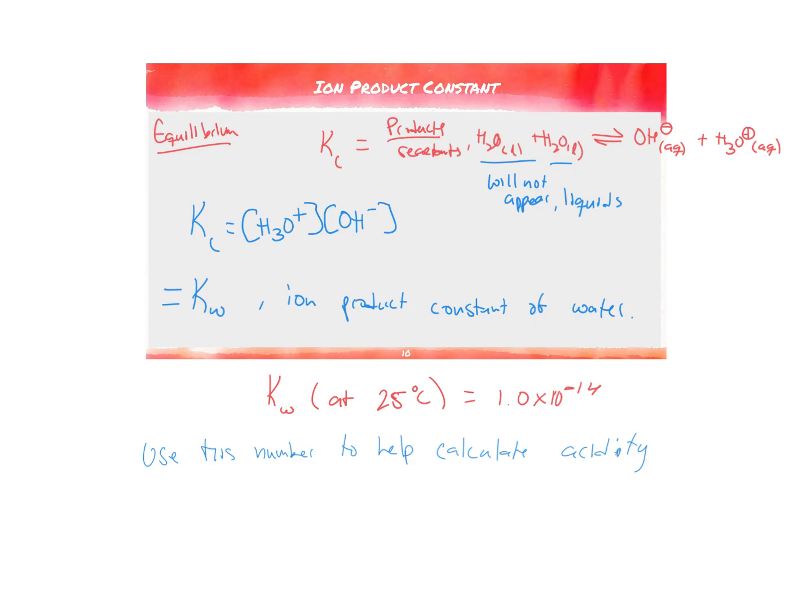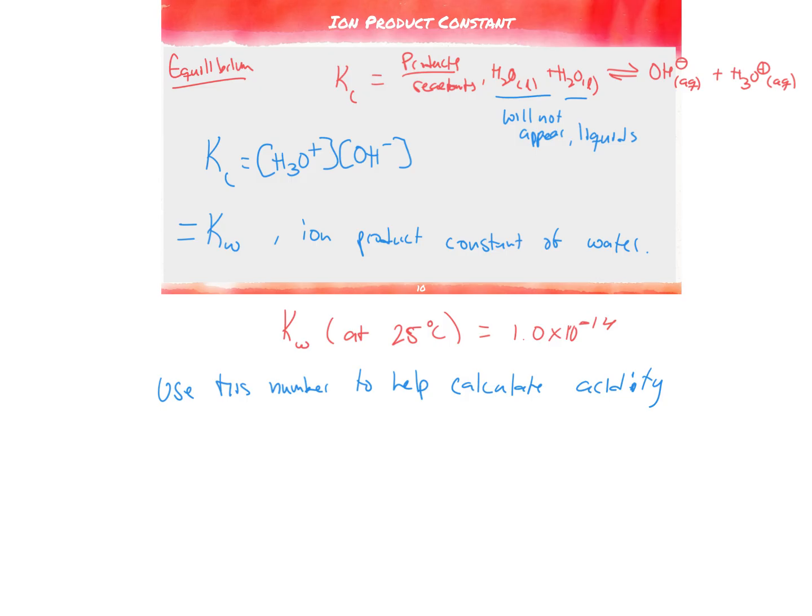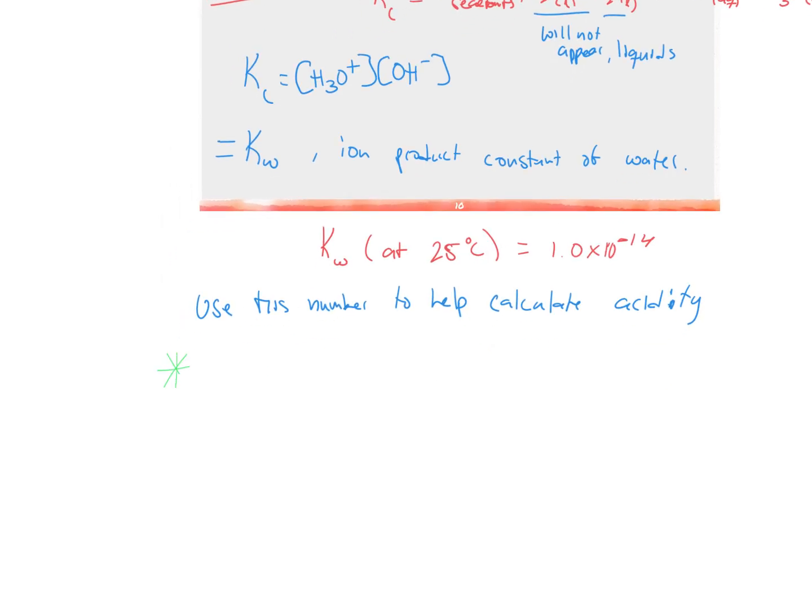It's a constant that helps us understand whether or not things are acidic or basic, and you'll see in the next few lectures how we do that. But it's important that we remember that Kw is the concentration of H3O+ times the concentration of OH-, and this is equal to 1 times 10 to the negative 14th.